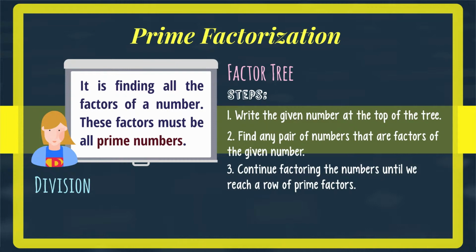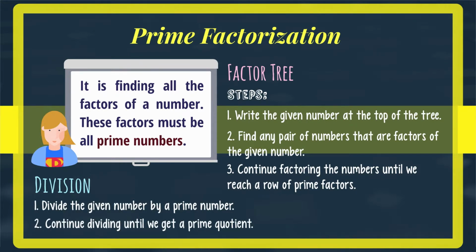Another way of finding the prime factors is by using division. In this method, there are only 2 simple steps. First, divide the given number by a prime number. Then, divide the quotient we got from the first step by another prime number. Continue dividing until we get a prime quotient.